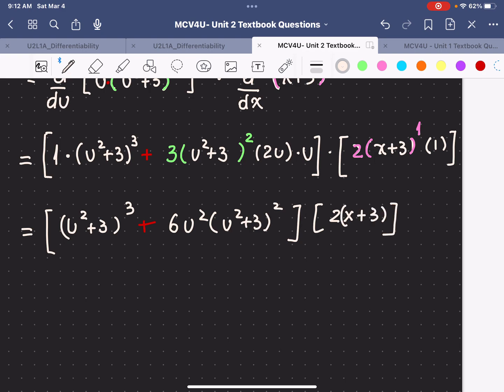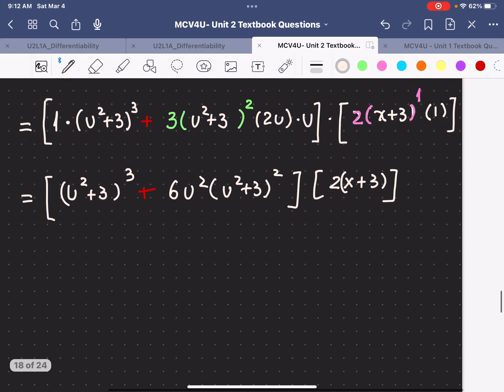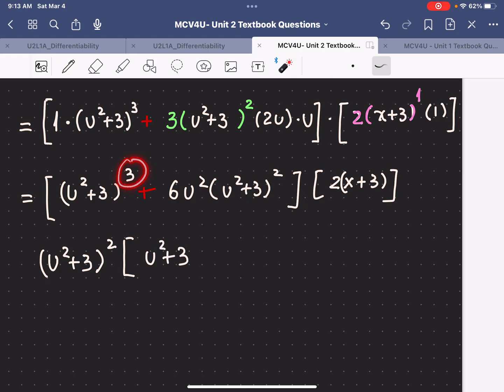So if you want to simplify, we can definitely do that. We have u squared plus 3 in here, a common factor, power of 2, so we can take that out. So (u squared plus 3) to the power of 2, and in brackets, we'll have a (u squared plus 3) to the power of 1 left from this power of 3 here, and 6u squared, which will be the factor that is left from here. Close the brackets. And here we go, we have 2x plus 6 here.